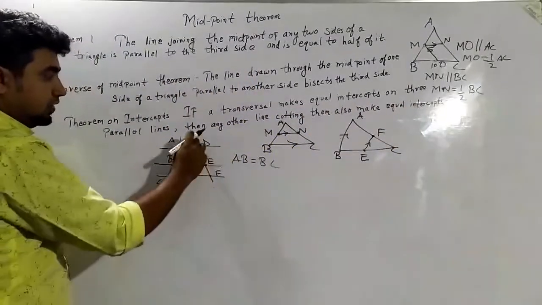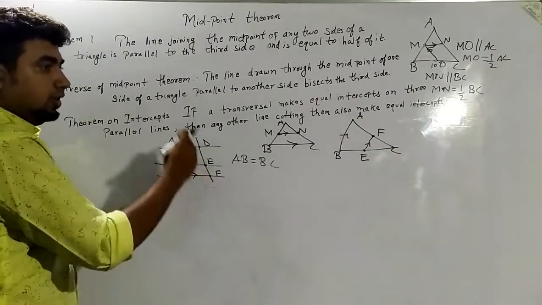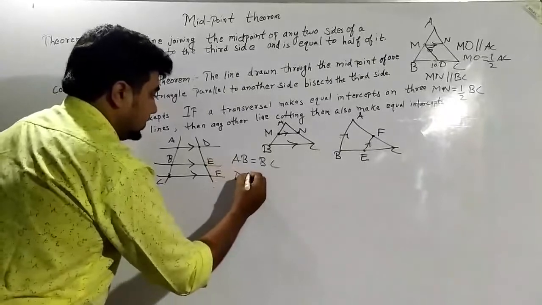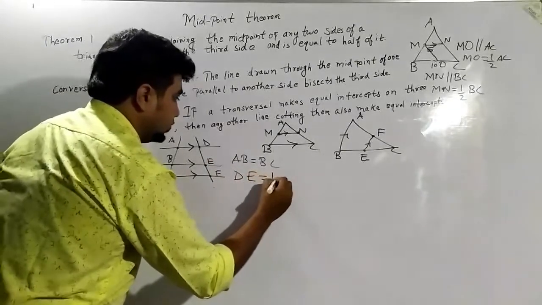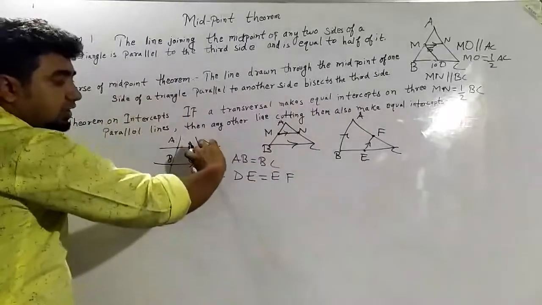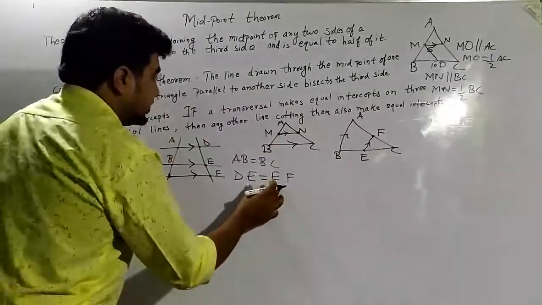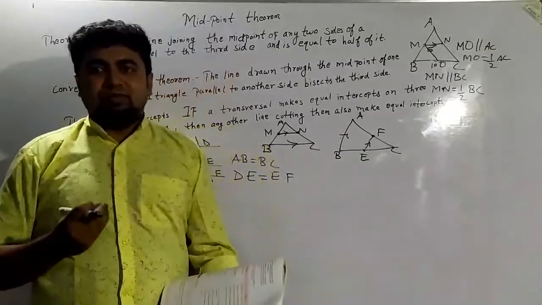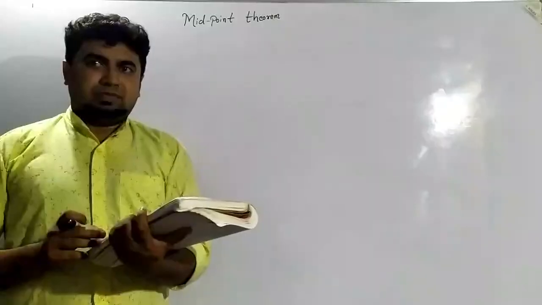Any other line means this line, DEF line, will also make equal intercept. Means from the statement we will be getting the inference that DE is equal to EF. Means if this is making equal intercept, then this transversal will also be making equal intercept. So these are the theorems. Now we will be discussing some questions.